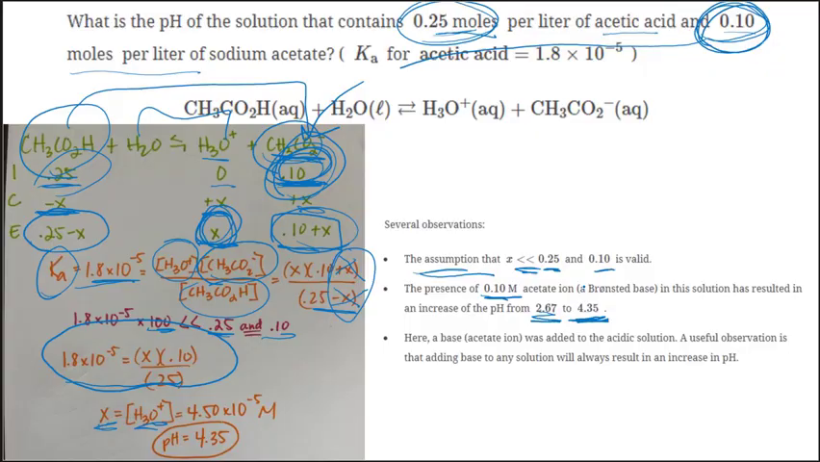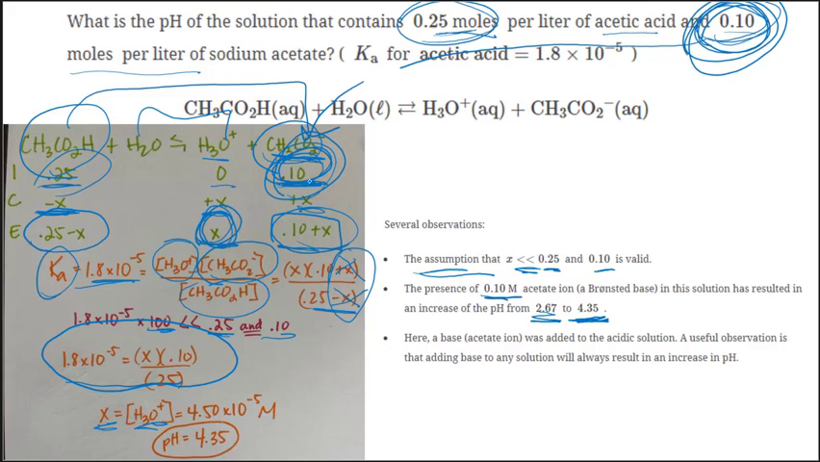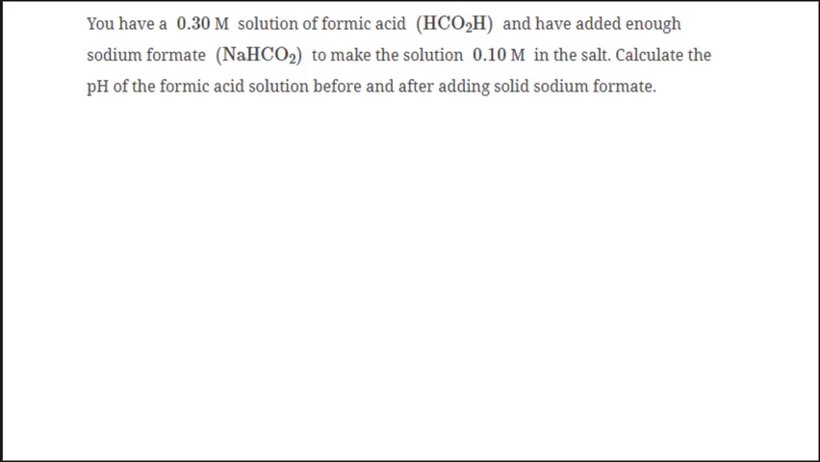Let's go back and look at that first example. Without any buffer, my acetic acid, originally containing 0.25 molar, had a pH of 2.67. With 0.1 molar acetate initially added, my pH went from 2.67 up to 4.35. So we took a base, that acetate ion, and added it to the acidic solution. We can make a useful observation and say that adding a base to any solution will always result in an increase in pH.